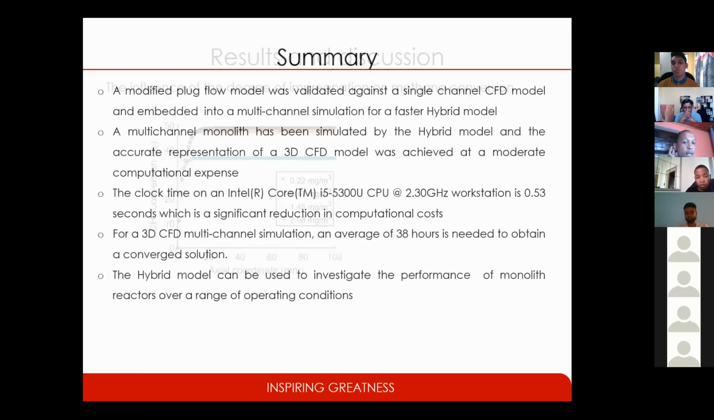So now the summary of what we have achieved: a modified plug flow model was validated against the single channel CFD model, and that was embedded into a multi-channel simulation for a faster hybrid model. The multi-channel monolith has been simulated by the hybrid model, and accurate representation of a 3D CFD model was achieved at a moderate computational expense, as I've shown.